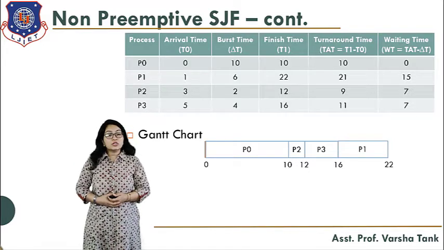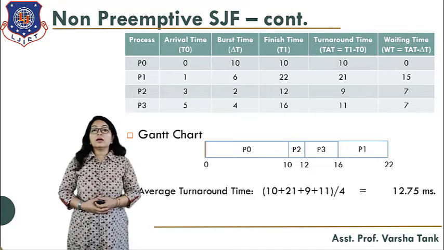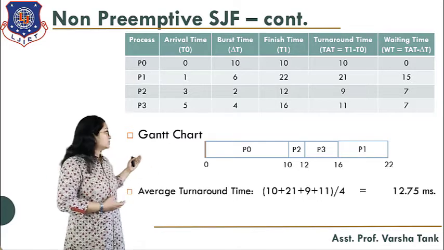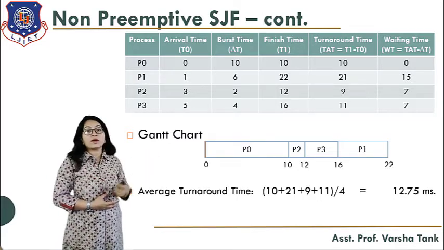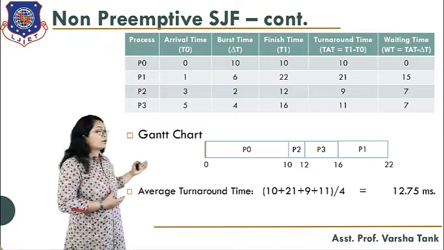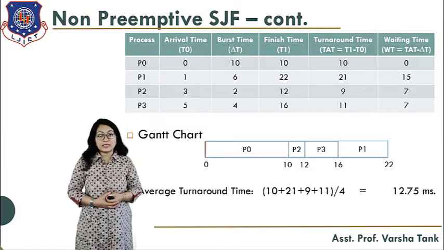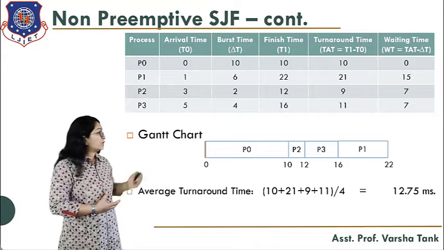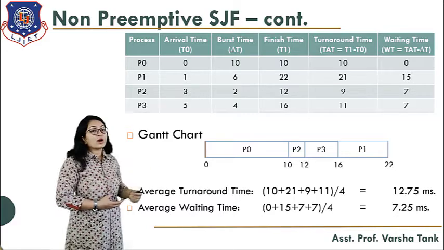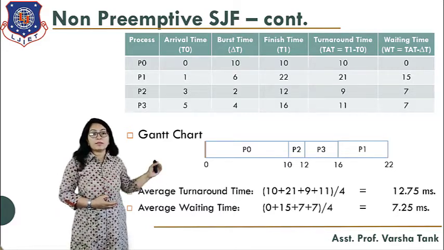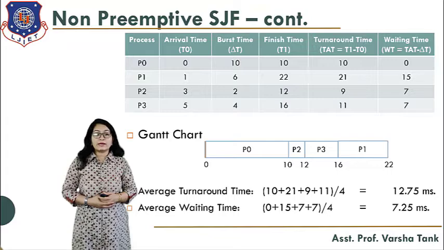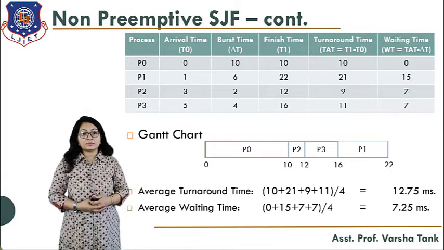Now what you have to define? Here you have to find the average turnaround time. You just take the average of all the turnaround times over the number of processes. So you get 12.75 milliseconds as the average turnaround time. Now for the average waiting time, you calculate the summation of the waiting time of each process and then divide by 4. So you will get the answer, that is 7.25 milliseconds.